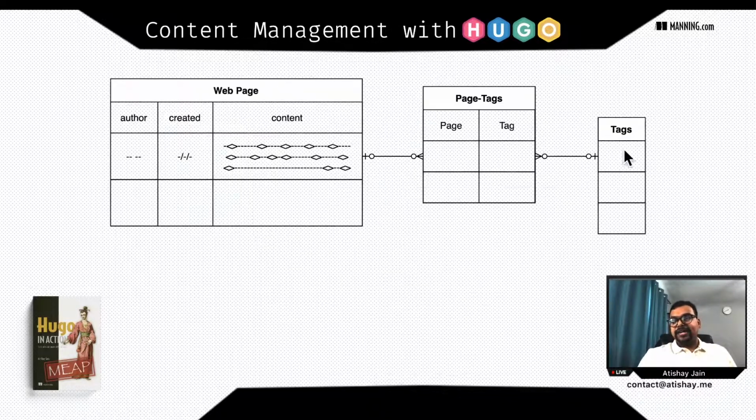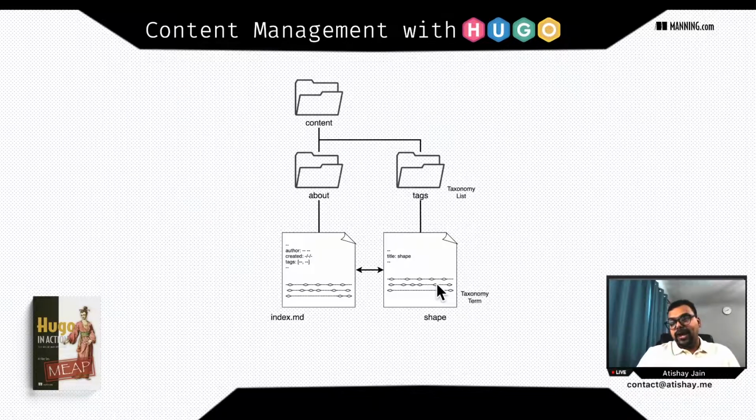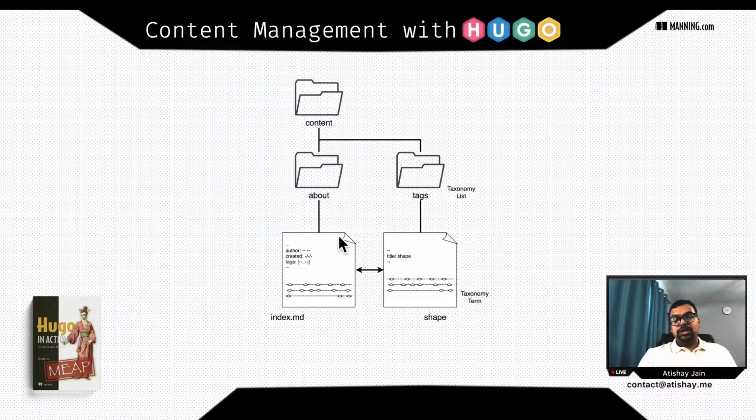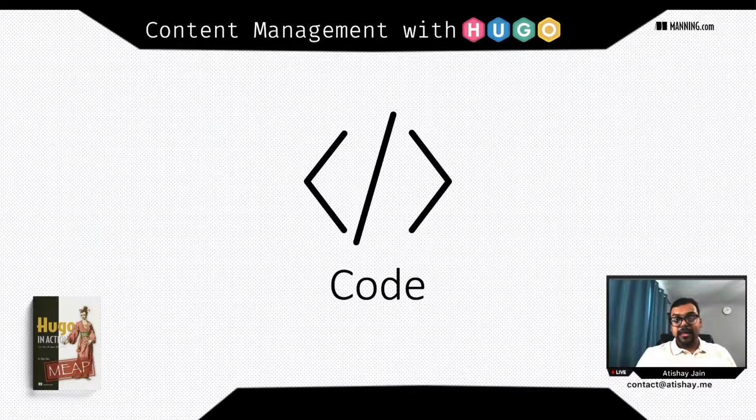All the data that went into this table called tags will go into this file called shape if you want to add it. If you don't have any other information, you don't even have to create this file, and Hugo would create it for you. And once you tell this in the config, Hugo will do this relationship mapping for you. You don't even have to worry about the relationship mapping. Let's see this in code.